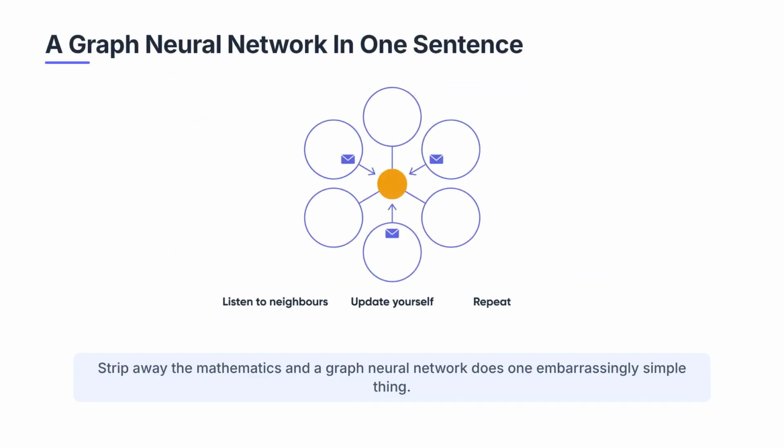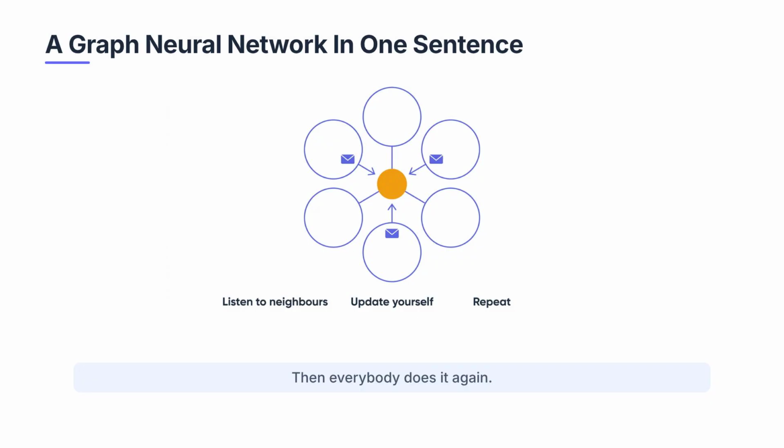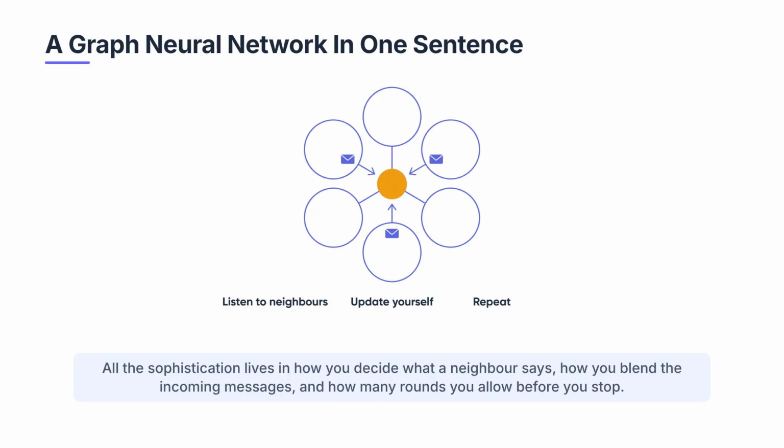Strip away the mathematics, and a graph neural network does one embarrassingly simple thing. Every node looks at its neighbors, listens to what they say about themselves, and updates its own description accordingly. Then everybody does it again. That is genuinely the whole idea. All the sophistication lives in how you decide what a neighbor says, how you blend the incoming messages, and how many rounds you allow before you stop.